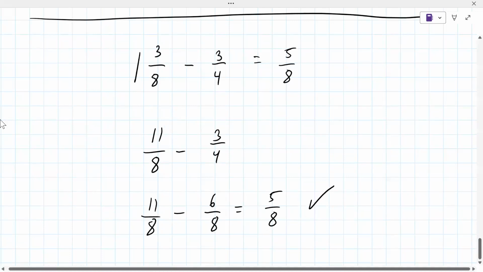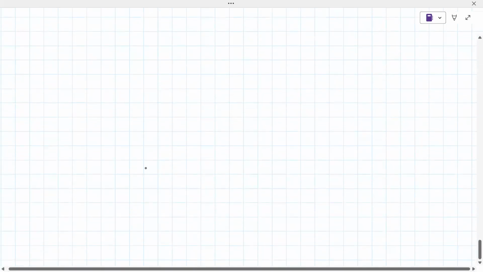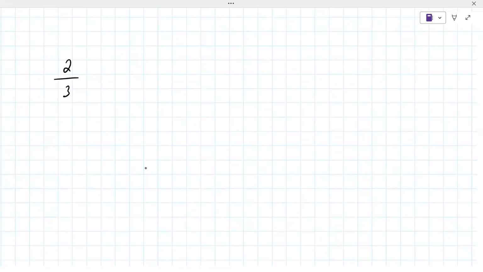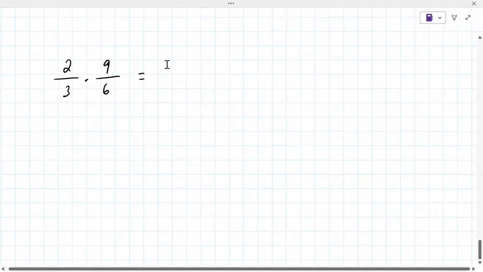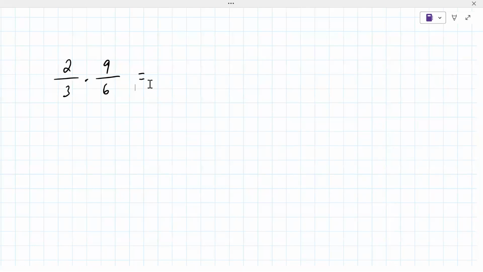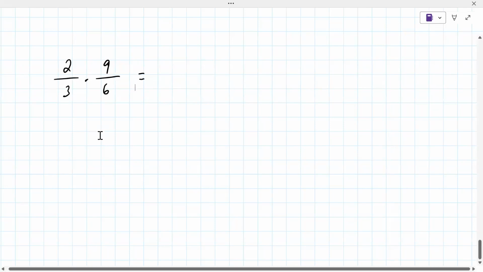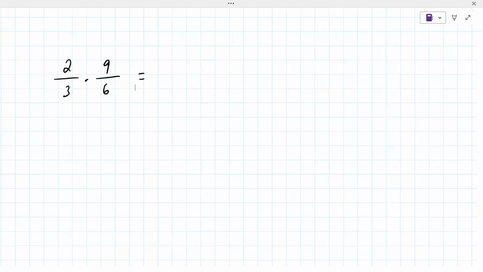Really good. Okay. So here's another problem we're looking at today. Let's say it's like 2/3 times 9/6. There's a couple of ways to do this. You can either pre-reduce or you can multiply the tops and multiply the bottoms. Okay, so multiplying the tops would be 18, and 3 times 6. 18 over 18. So 1 whole. Yes.